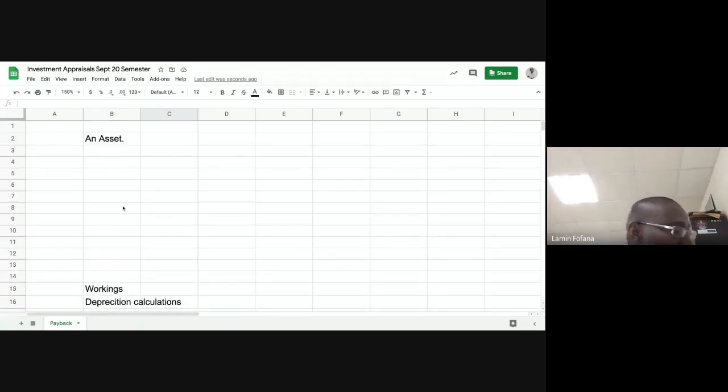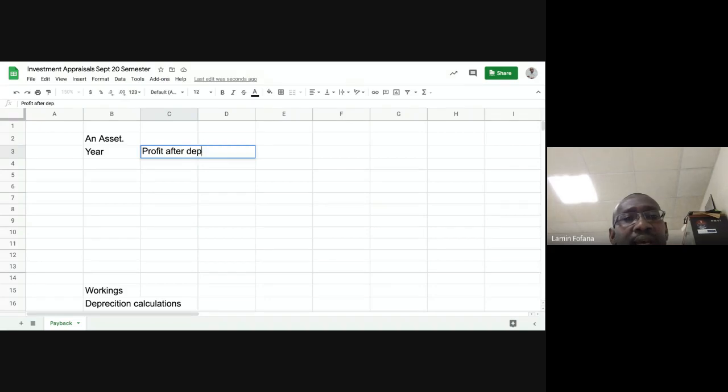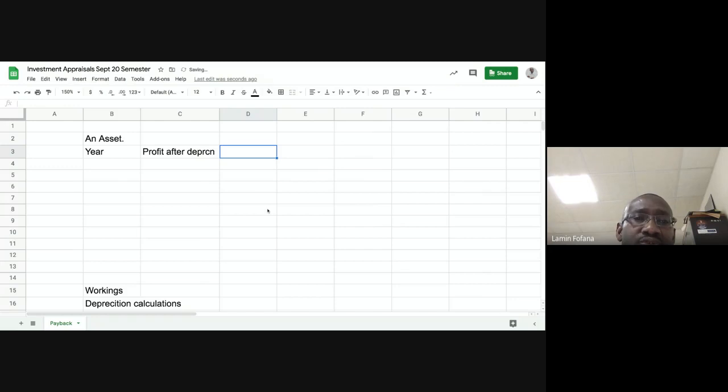Now, what we need to do is let's do the layout of our answer. So we have the year. We have profit after depreciation, which is given in the question. Okay. So profit after depreciation. What do we need to do to this? We need to add back depreciation, isn't it?